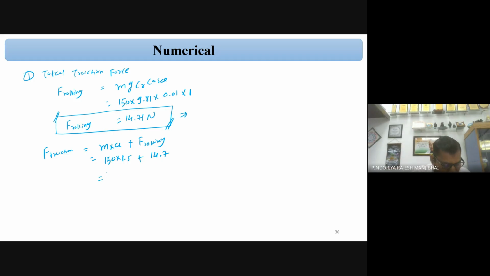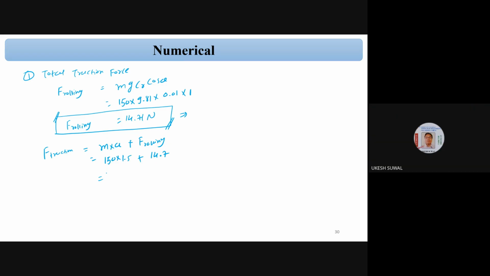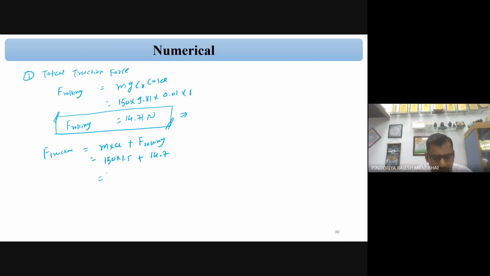So how much now? That is around 239. Yes, sir, 150 into 1.5 plus 14.7. So 239.71. 150 into 1.5 is 225, plus 14.7, so 239.7 Newton, correct? Yes, sir.